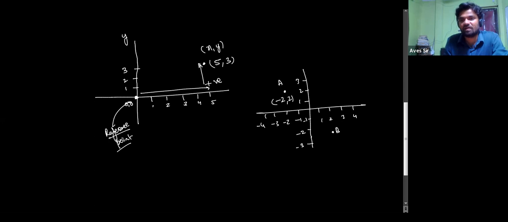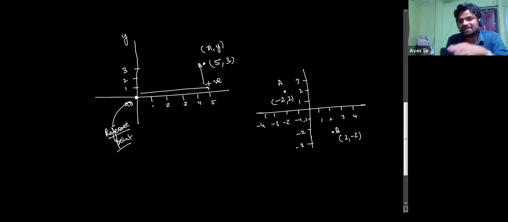So if an object, a point, or a person moves 2 units in the positive x direction, and then another 2 units in the negative y-axis direction, then they will reach this point. Okay, so we can see that the coordinate of this point is 2, -2.